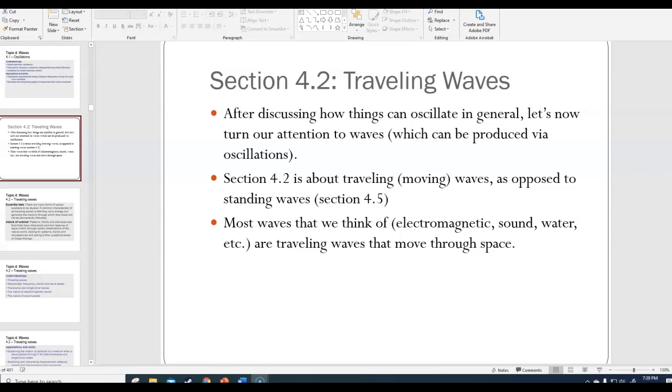Now, most waves that we think of, whether they're electromagnetic or sound or water waves, etc., are traveling waves that move through space. And again, we'll talk more about standing waves, which are a different type of phenomenon, in section 4.5 in the next unit. So just to go quickly through what 4.2 entails.